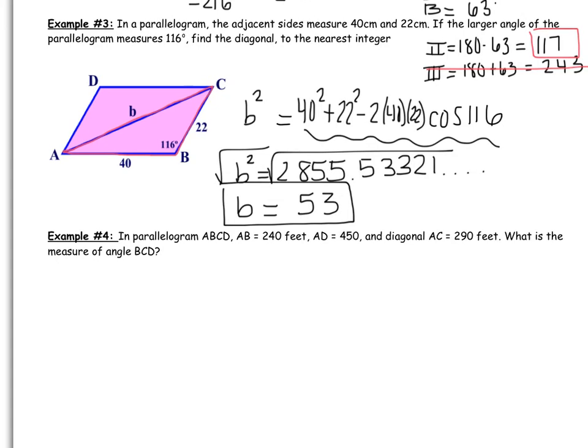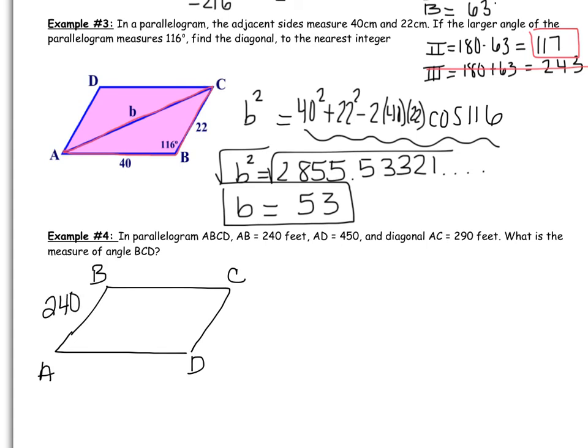Okay, so example number 4, I want you to try for homework, but I want to set you up for it. So it says in parallelogram A, B, C, D. So let's go ahead and draw that. So A, B, C, D. It doesn't matter where you start as long as you go clockwise. And it says AB is 240, AD is 450, and diagonal AC is 290. What is the measure of angle BCD?